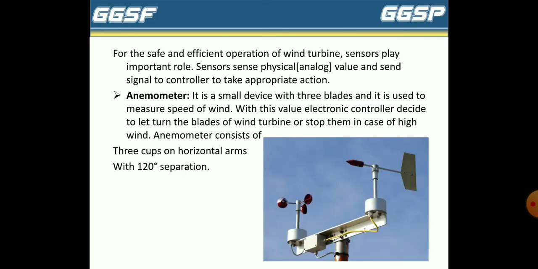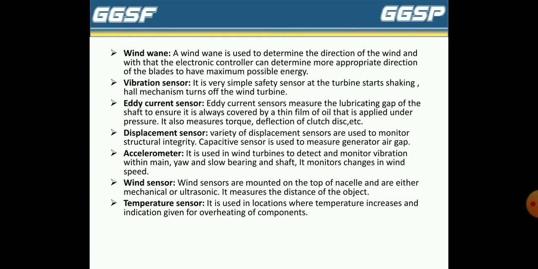First is the anemometer. It is a small device with three blades and it is used to measure the speed of wind. Wind vane. A wind vane is used to determine the direction of wind, and with the blade, the electronic controller can determine the most appropriate direction of the blade to have maximum possible energy. Vibration sensor, it is a very simple safety sensor.